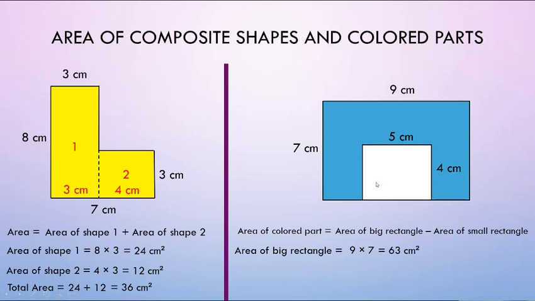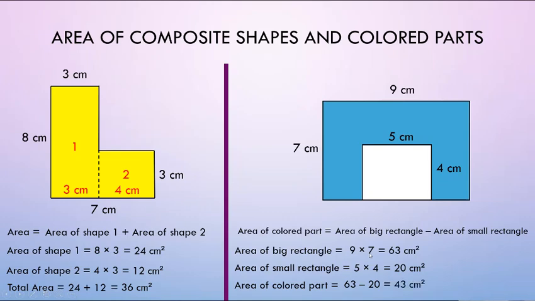Now let's find the area of the small rectangle. The length is 5 centimeters, width 4 centimeters. So 5 times 4 equals 20 square centimeters. And now to find only the blue part, we know the area of the whole rectangle and we subtract the white part. So from the total area 63, we subtract the area of the white part, 20. And we will get 43 square centimeters. So our answer, the area of the colored part, is 43 square centimeters.